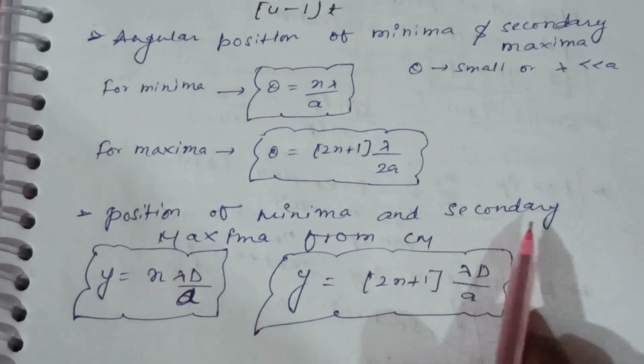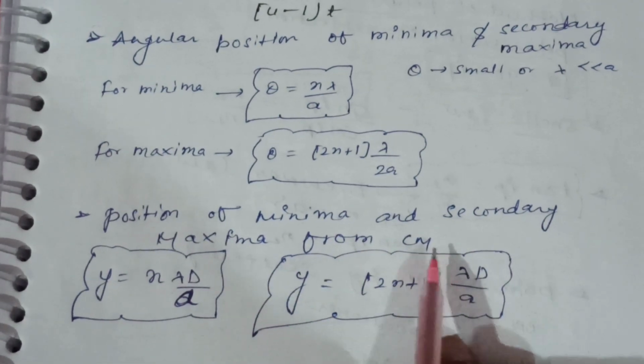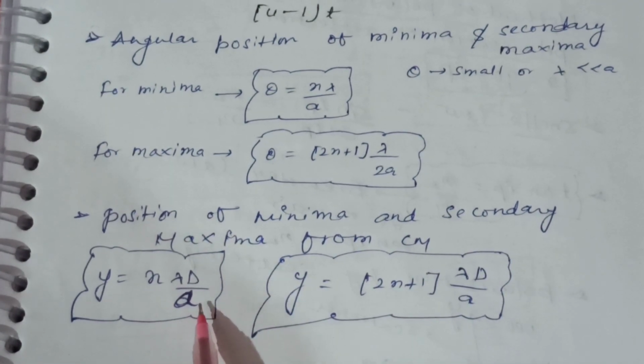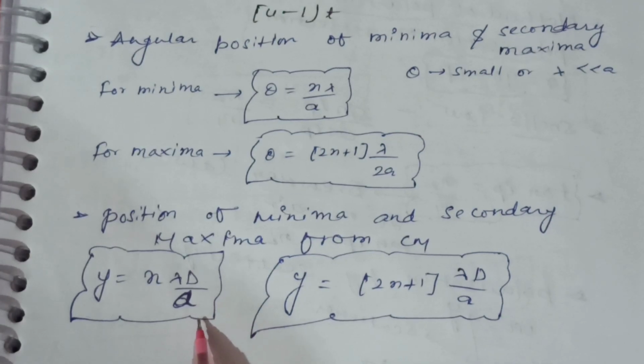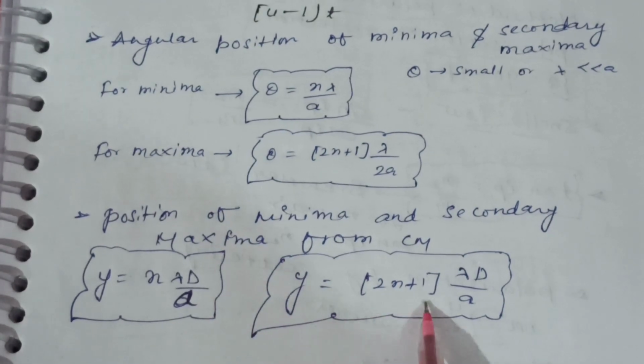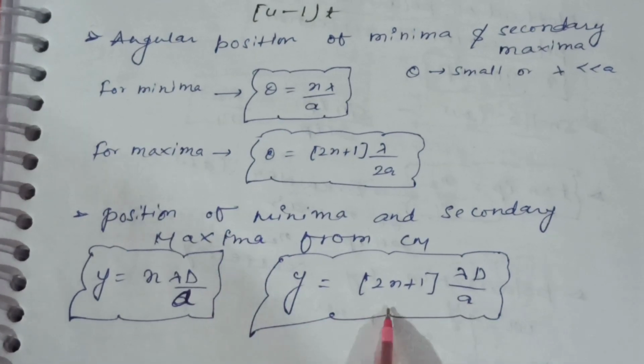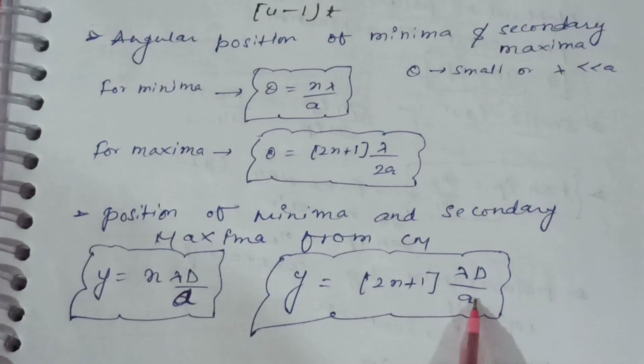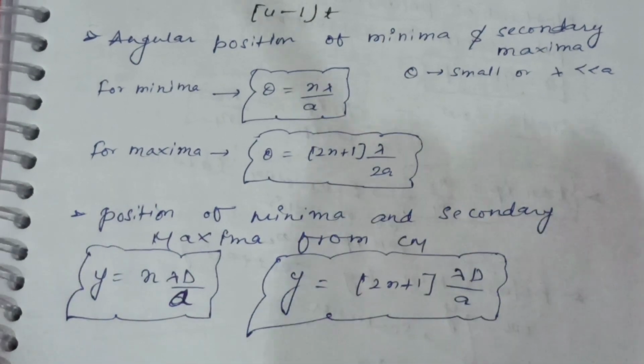Positions of minima and secondary maxima from the central maximum. For minima, y = nλD/a. For maxima, y = (2n + 1)λD/(2a).